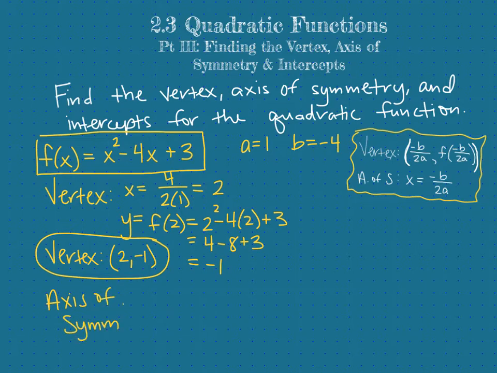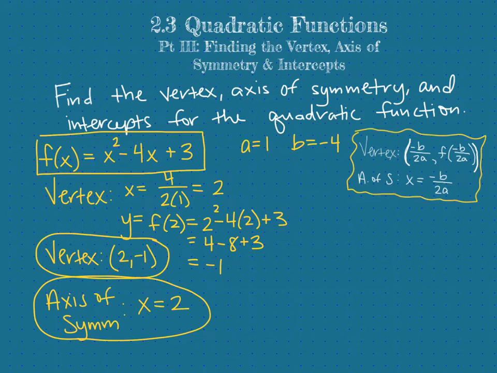The axis of symmetry is pretty easy. It is the vertical line that passes through the vertex. So the reason I wrote it like this is because it's x equals whatever the x-coordinate of the vertex was. Well, we already found that -b over 2a is 2. So the axis of symmetry is just that vertical line, x equals 2. So we have used the formula to find the vertex and the axis of symmetry for this quadratic function.